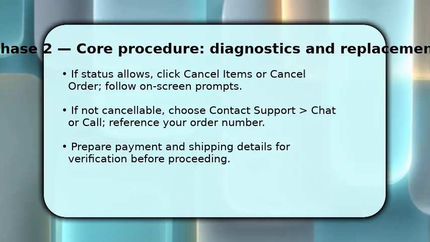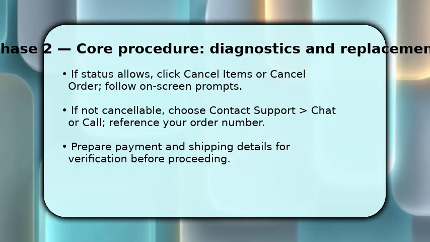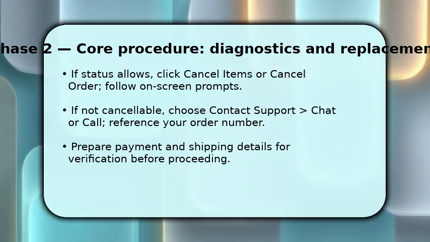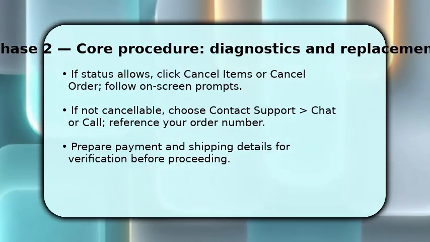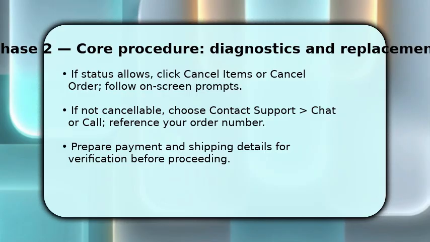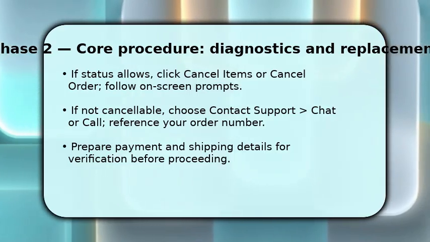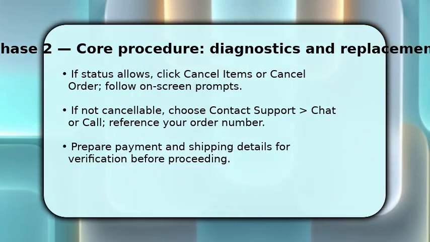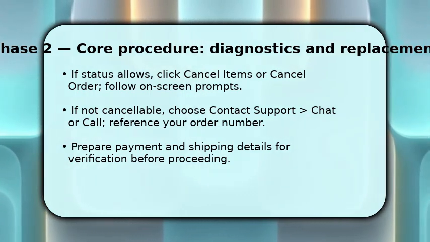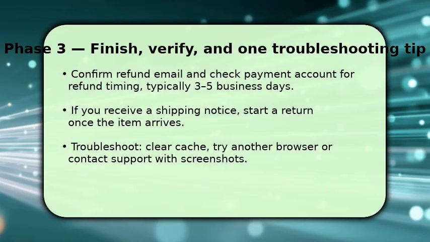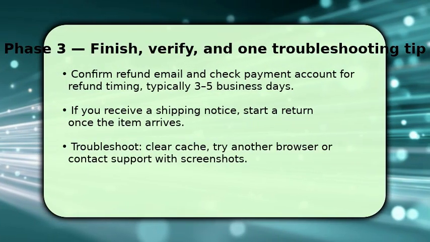If cancellation is blocked because the item is in transit, select Contact Support and choose Chat or Call. State the order number and request cancellation or a return authorization. Make sure you have payment and shipping details ready for verification, because support agents will ask for them before they act.